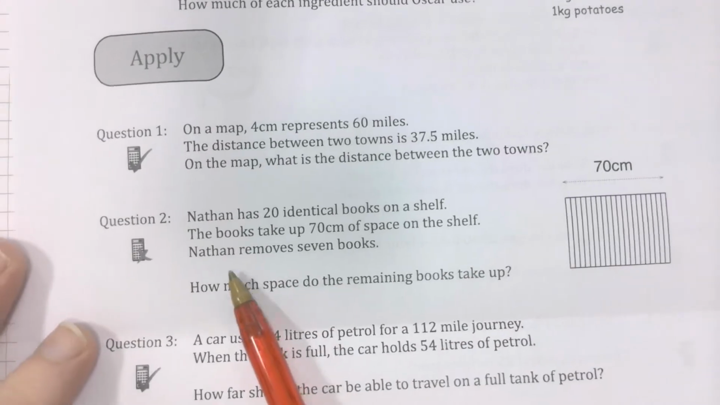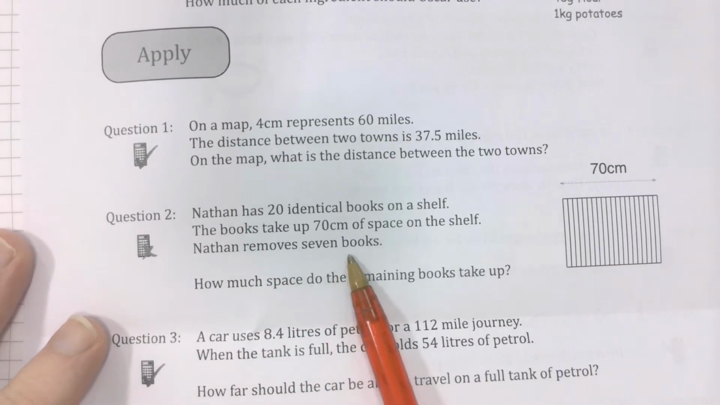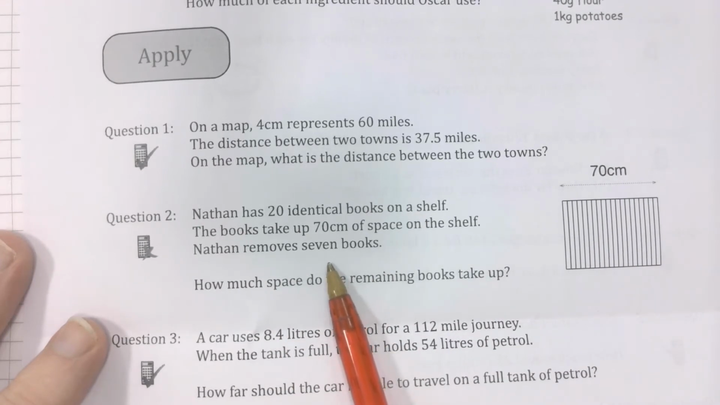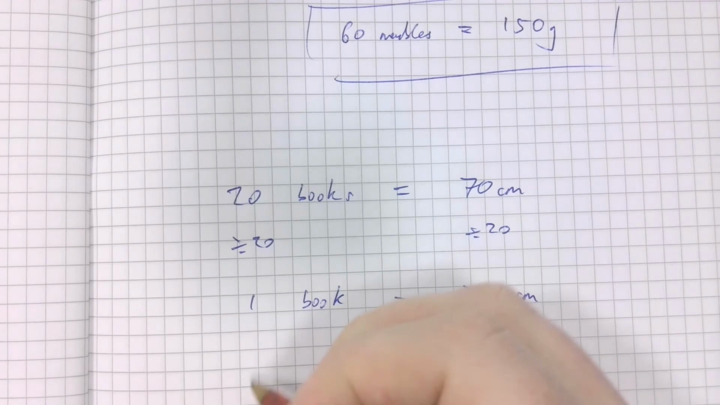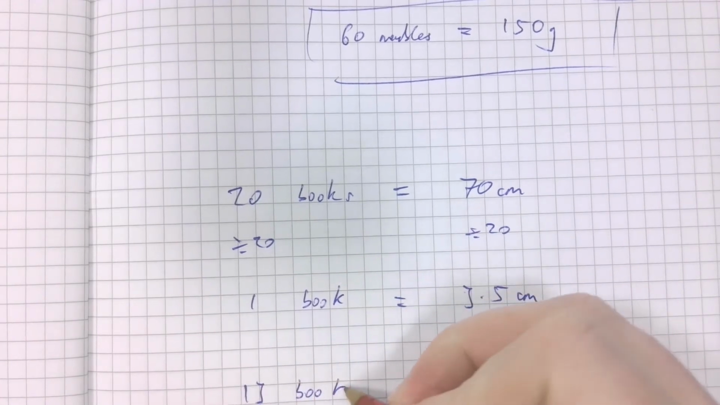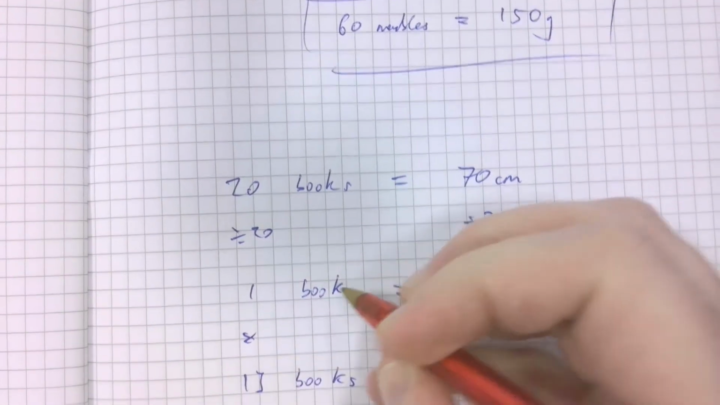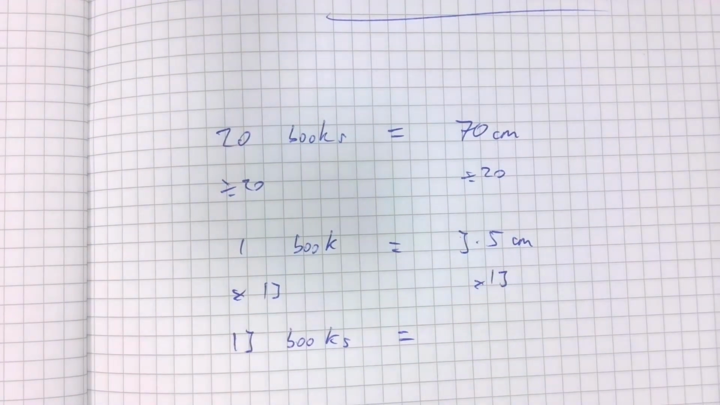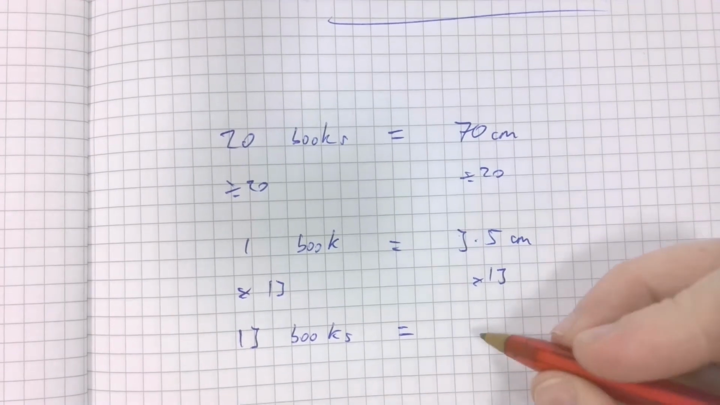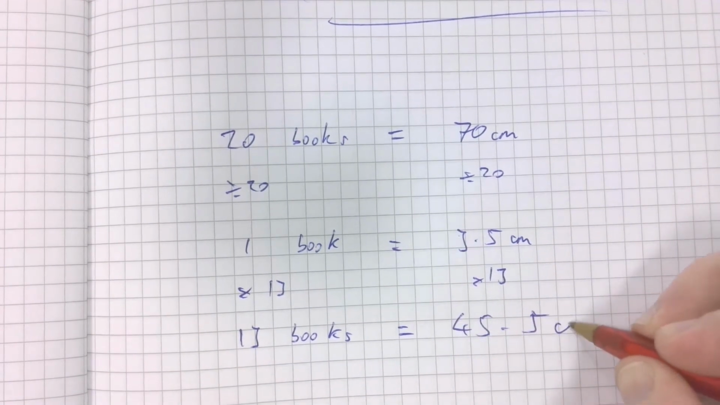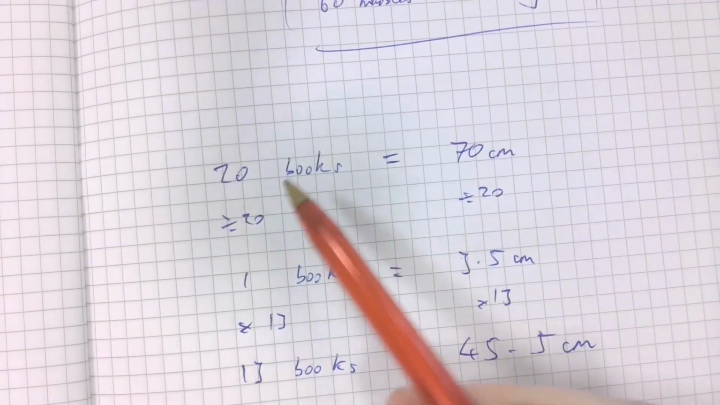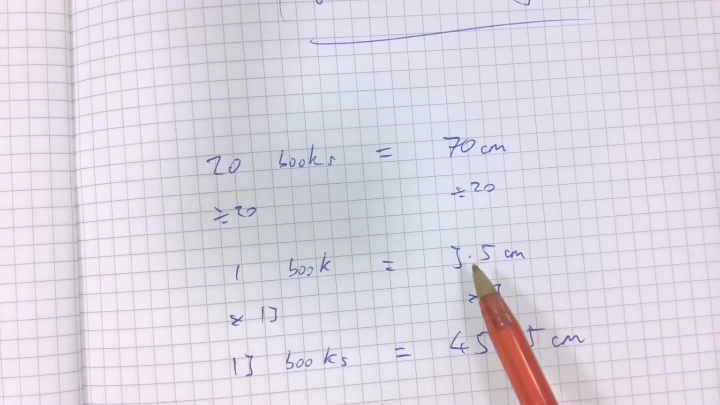Now removing 7 books. If he has 20 books on the shelf and he removes 7, that means he's got 13 left. I want 13 books, which I achieve by multiplying this by 13. 3.5 times 13 makes 45.5 centimeters. All right, and that's it. Just scaling down what you've got in the question until you find one unit worth, and then scaling up to what you want to find.